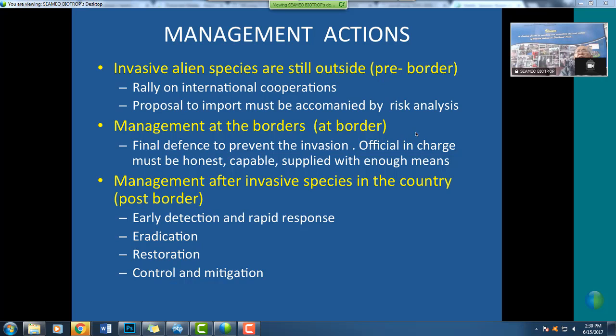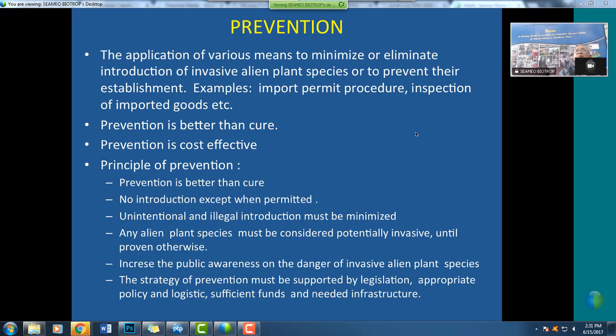Finally, to prevent the invasion, official in charge must be honest, capable, supplied with enough means, and in management after infestation in the country, and it is most of the case in our countries, early detection system and rapid response, eradication, restoration, control, and mitigation. And that's almost everything. Right? Let's go deeper. Next slide, please.